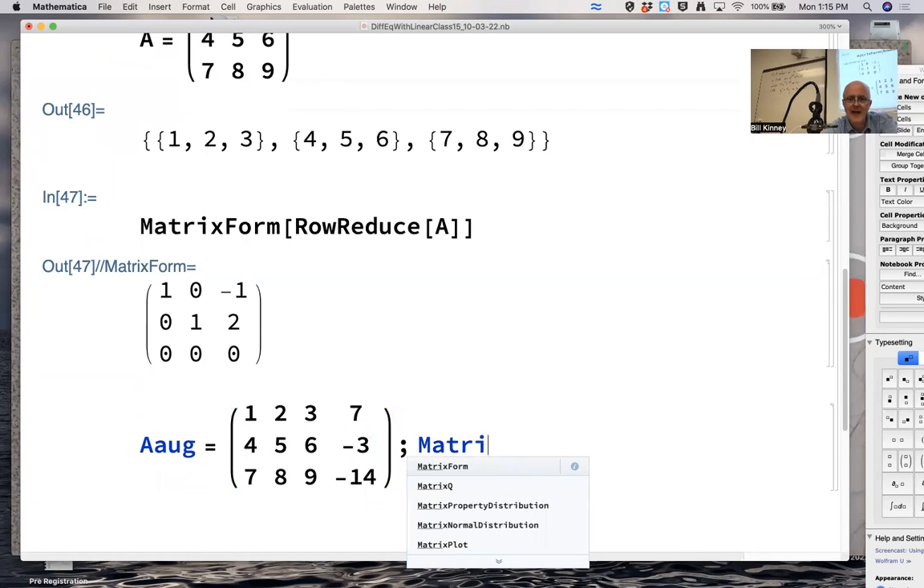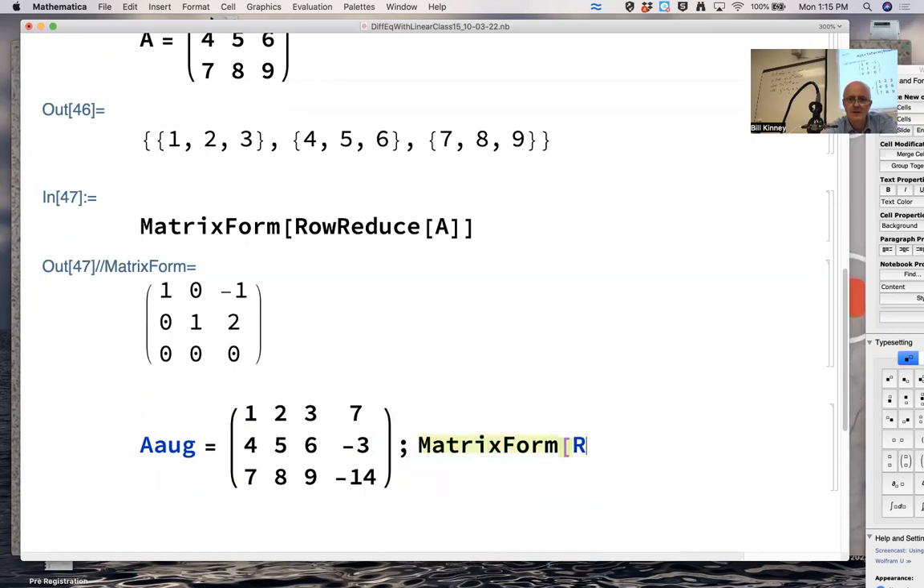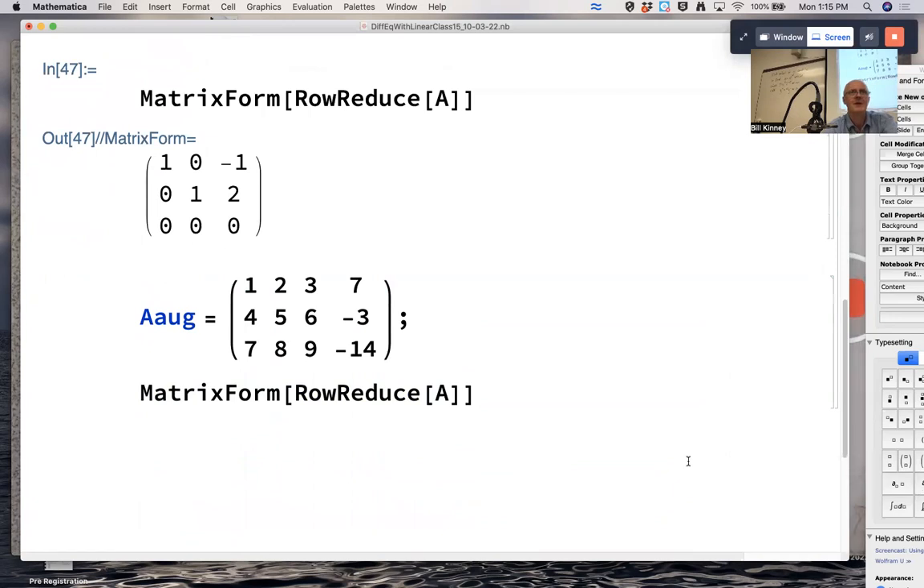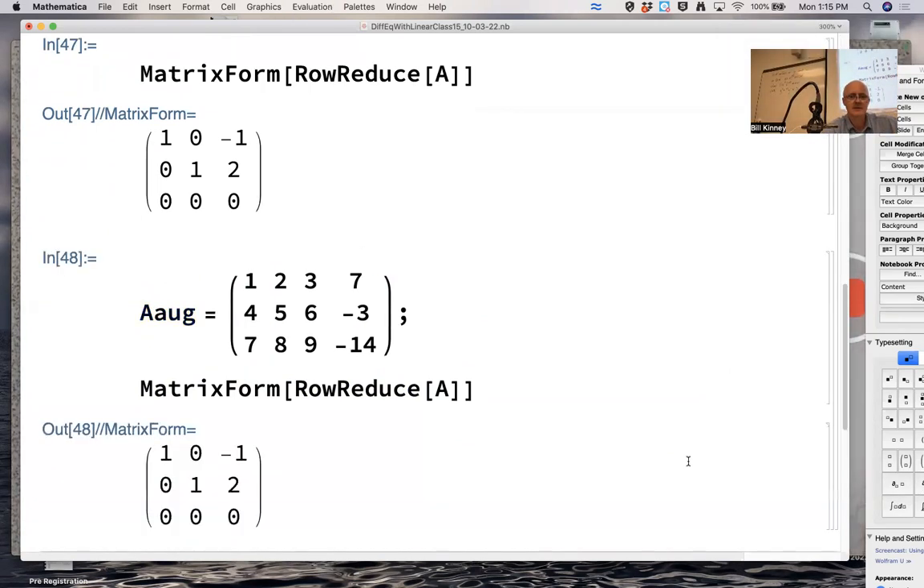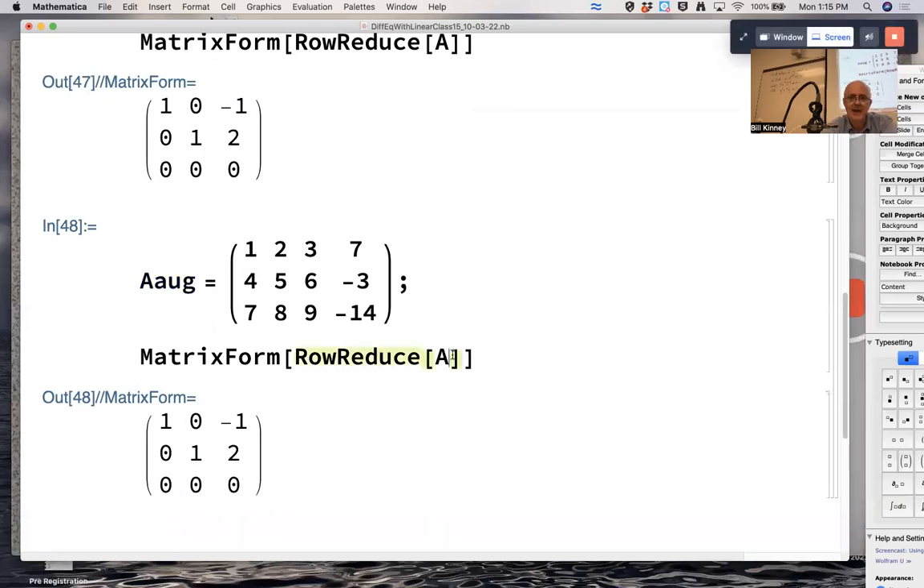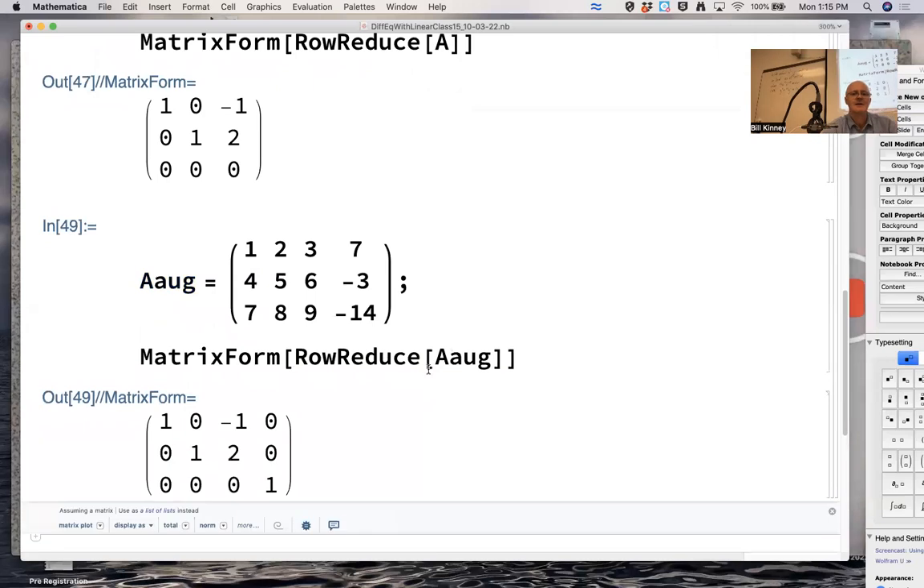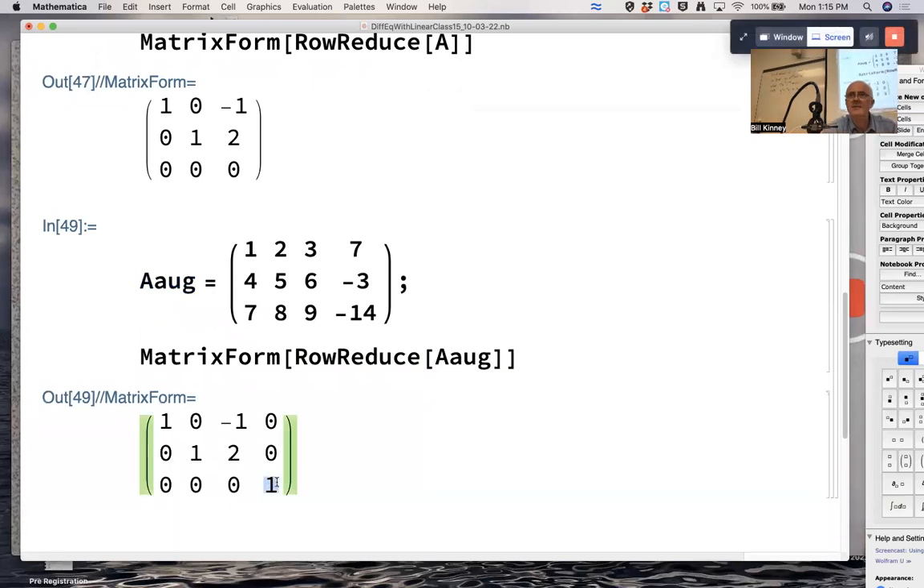And if I row reduce that, again, in all likelihood, unless I'm very unlucky, in the lower right corner, there will probably be a 1. Oops, an augmented matrix. Lower right corner, there is a 1. Now, Mathematica doesn't know that's an augmented matrix. It just thinks it's an ordinary matrix.